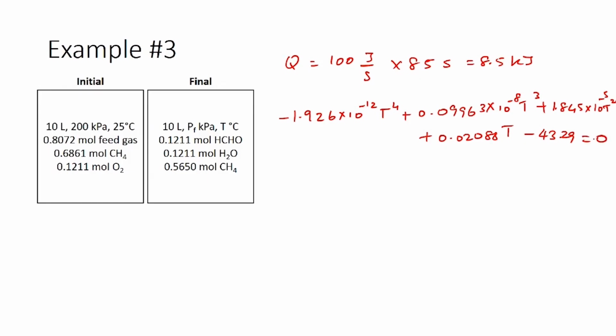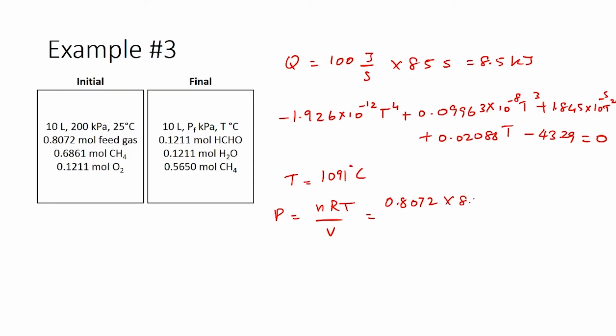Q has also been accounted for in this equation, and by solving this polynomial we will be able to get a temperature of 1091 degrees Celsius. This reaches a pressure of P equals nRT divided by V, where n is the number of moles in the final condition, which adds up to 0.8072. So, you have 0.8072 moles in the final condition.